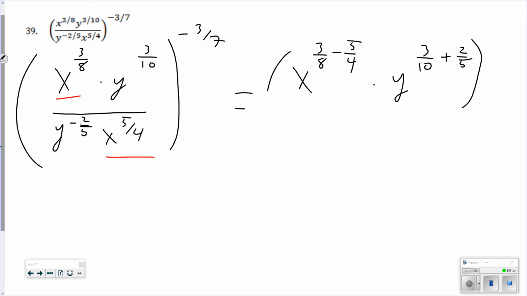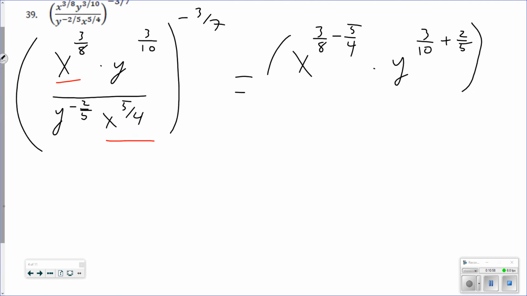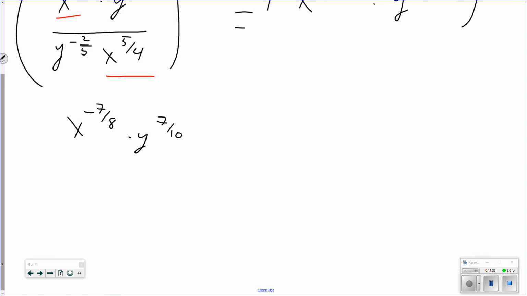So what you get here, x to the 3/8 minus 5/4, that ends up giving you x to the negative 7/8, and the y gives you 7/10. Right? So negative 7/8 and 7/10. All right, and this is all raised to negative 3/7. So from here, distribute the negative 3/7 to each power.